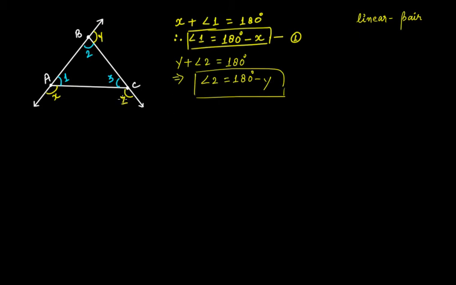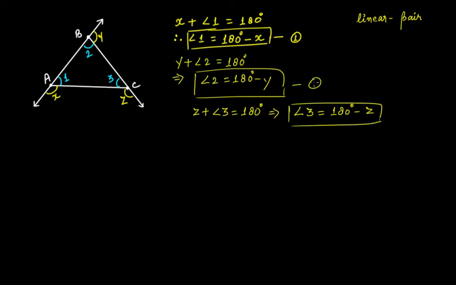Similarly, for this angle 3 plus angle z, so angle z plus angle 3 is equal to 180 degrees, and from here you get angle 3 is equal to 180 degrees minus z. So let this be 2 and let this be 3.